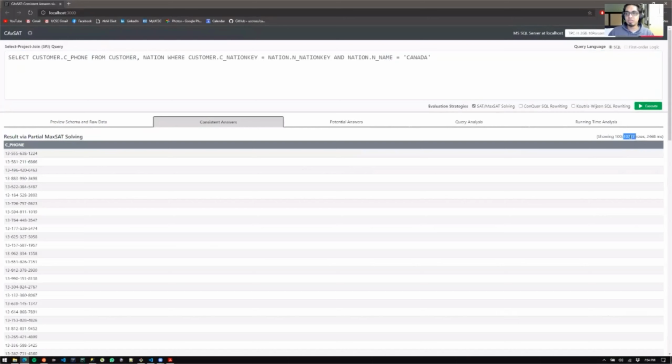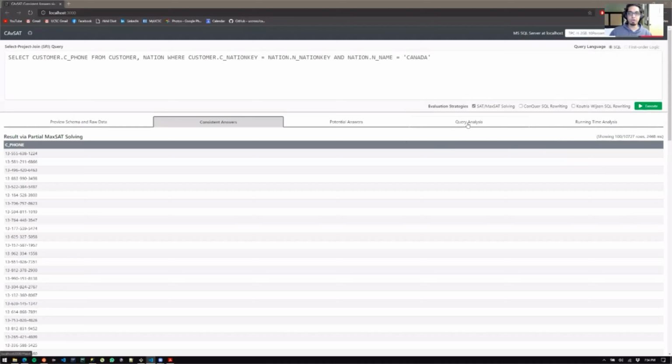And as you can see, there are 10,727 rows that are consistent. And if you see the potential answers, these are the answers you get when you evaluate the query directly on the inconsistent database. These are more than 11,900 answers. So you see, out of all these, only 10,727 are the consistent ones.